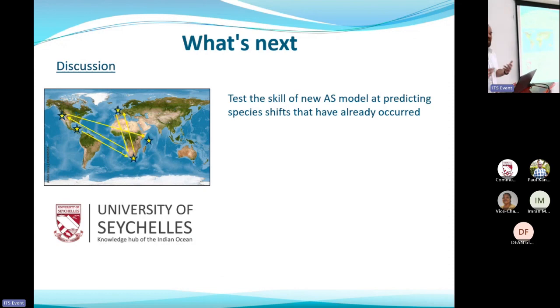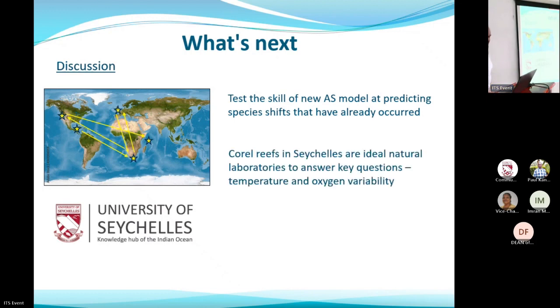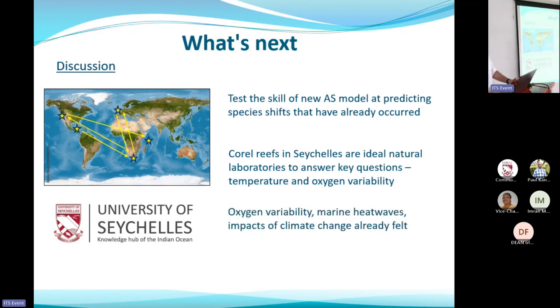by selecting model organisms. So we're trying to find funding with my colleagues in America to start doing this. And the idea would be to select certain species and see if you can hindcast their previous distributions. But also coral reefs and Seychelles are ideal natural laboratories to answer key questions for temperature and oxygen variability. It's not so great for the organisms that inhabit these coral reefs, but oxygen levels swing wildly in coral reefs between the day and the night.